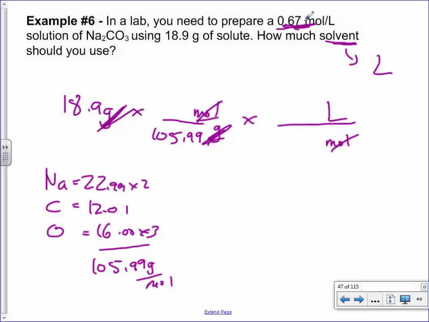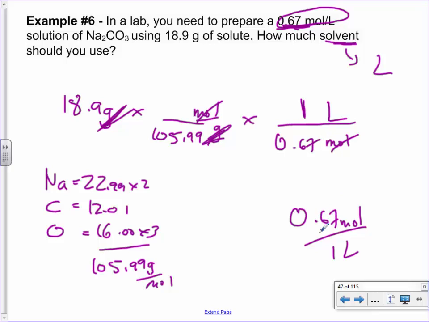Is it 0.67 moles in 1 liter, or is it 1 liter in 0.67 moles? What does this mean right here? It means that you have 0.67 moles in 1 liter. That's what this number refers to, right down here. I know I have it written upside down, so it just means that in 1 liter, you need 0.67 moles. See how I flipped it upside down?